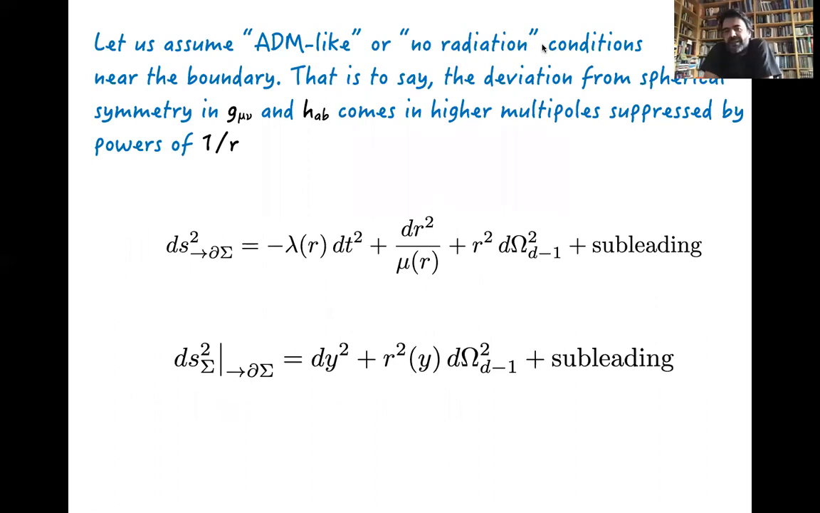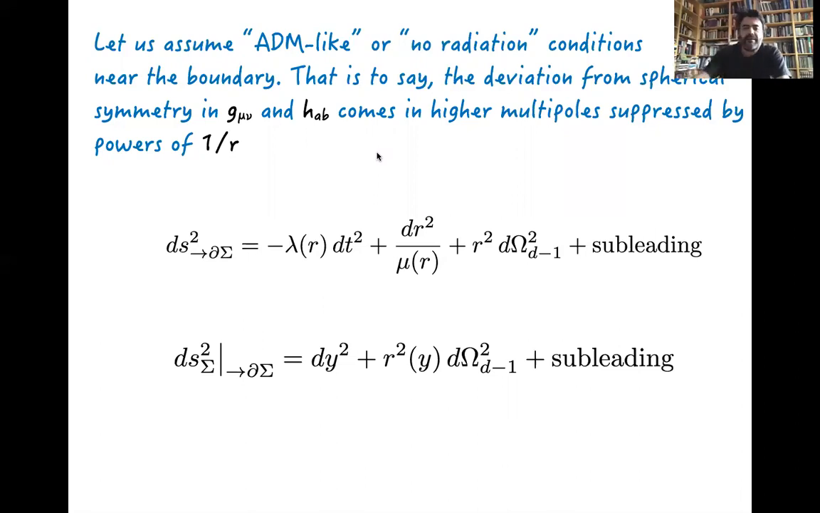What this means is that, both for the spacetime metric and the induced metric, I will assume that the deviation from spherical symmetry comes in higher multipolar corrections that are suppressed by powers of 1 over r. I'm not saying I have spherical symmetry; I'm saying the terms that violate spherical symmetry, the dipole term, the quadrupole term, etc., are subleading in 1 over r. So a question: shall I understand it as a condition on the metric in which your quantum field theory lives? Yes. It's a condition on the state.